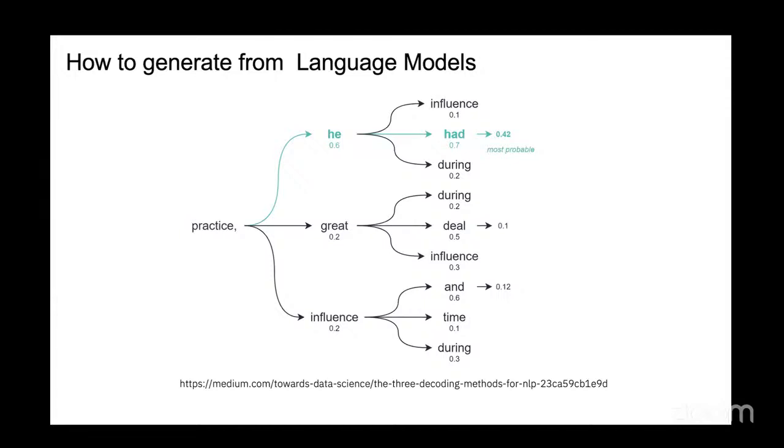Once I get that, I generate "he." Then once I have generated "he," I go back and ask what is the next probable word I can generate. "He practice," "he influence," "had," and "during" are the three possible options. Then I again pick the most probable word according to all the possible paths. So that's what internally happens in the model.